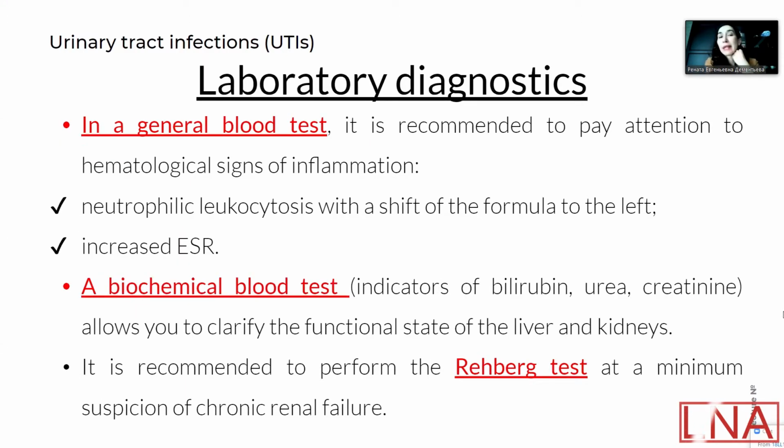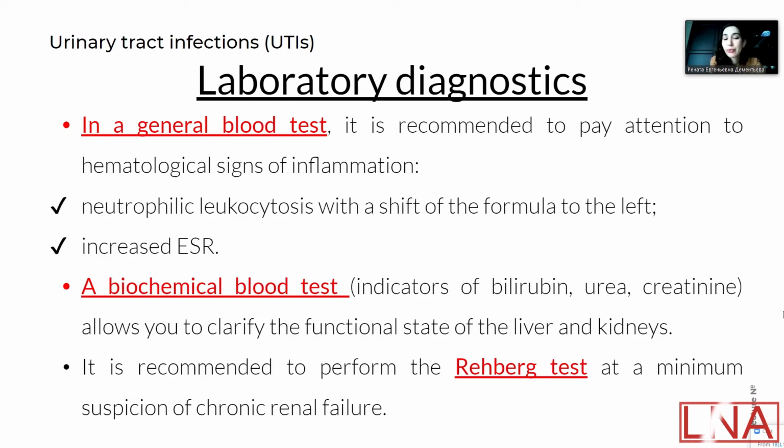In the general blood tests, it is recommended to pay attention to hematological signs of inflammation, as you know: neutrophilic leukocytosis with shift to the left side, increased ESR, and increased CRP. In the chemical blood tests, we need to assess general indicators like bilirubin, urea, and creatinine, which show us the functional state of the liver and kidney and the level of involvement of organs in this inflammation process.